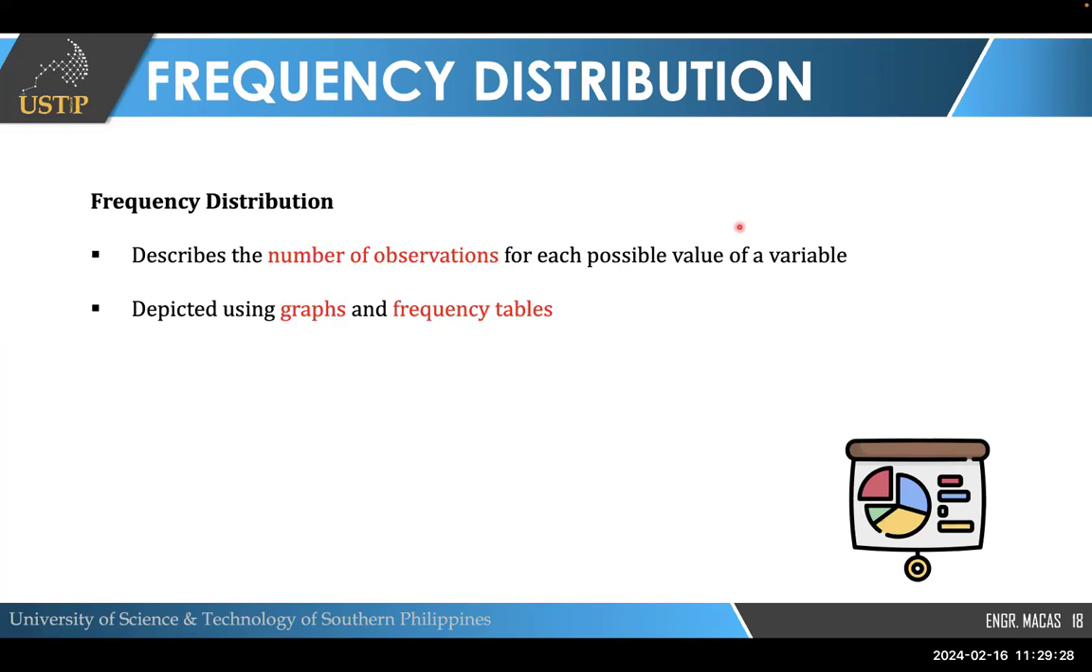And then for each interval, you find how many times it occurs in your dataset. So, you list it in your table. So this is again the number of observations for each possible value of a variable. And then it is depicted using graphs and frequency tables. So before you create a graph, class, of course you tabulate first.